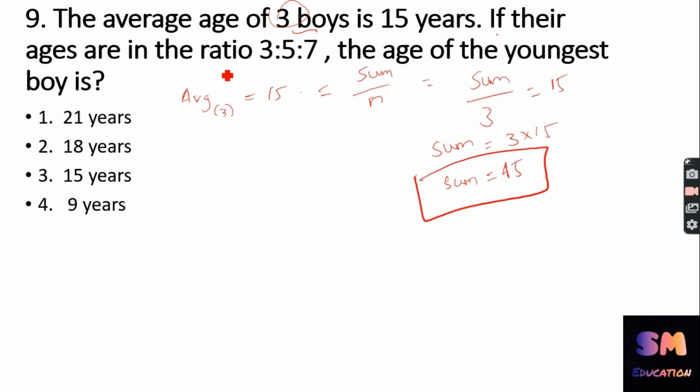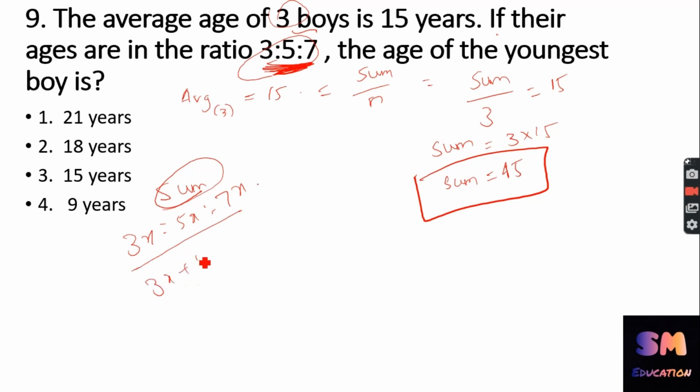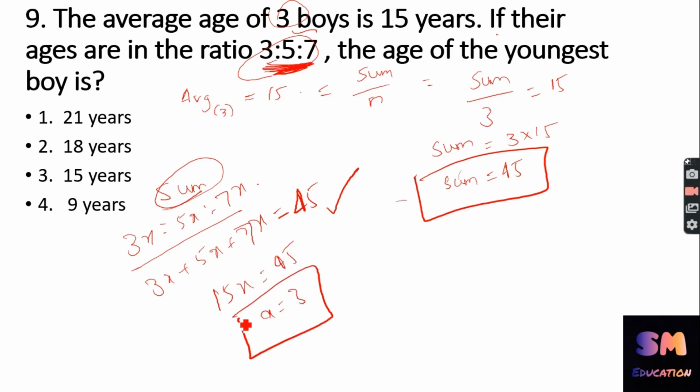Now let's solve another condition. Their ages are in the ratio 3:5:7. That means 3x, 5x and 7x. If we add these, 3x plus 5x plus 7x, we get the sum 45. So we directly equate it. By this we get 15x equals 45, so the value of x equals 3.